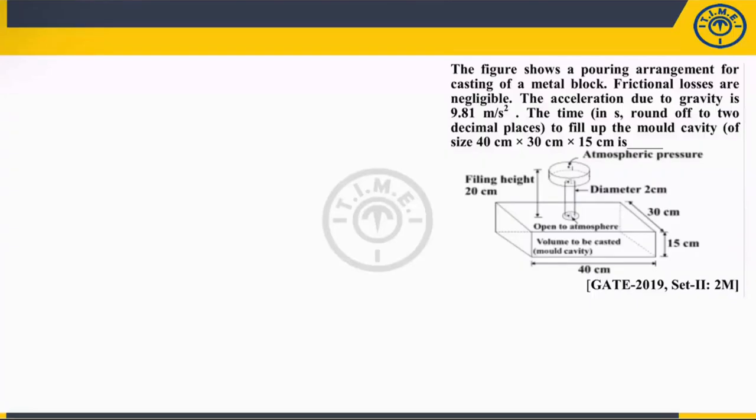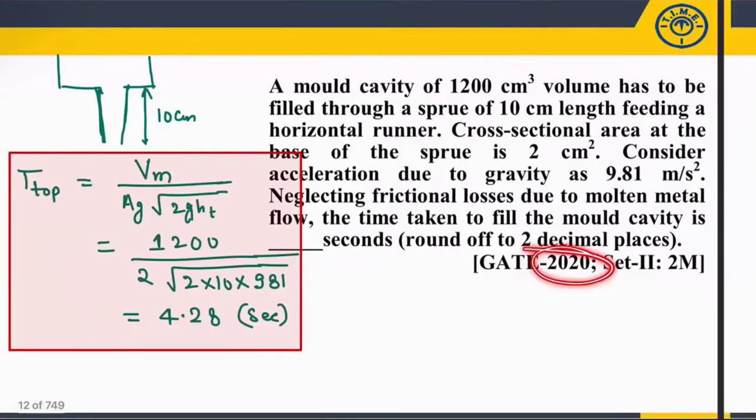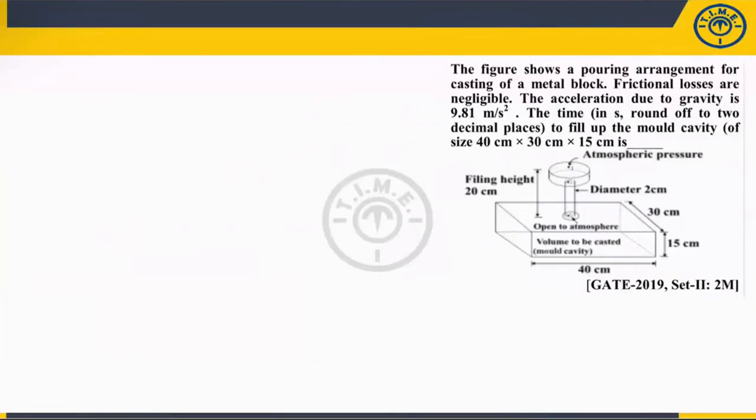Now read this question. This is also a top gate system question only. The 2019 question and the 2020 question are both similar. Now again, what you have to calculate is the total height; at this base they have mentioned 20. The volume of the mold you can easily calculate. They have given the dimensions, and then you will get the answer. Anyone?